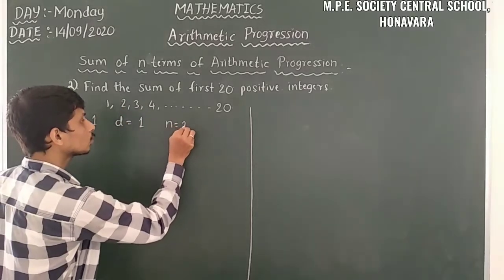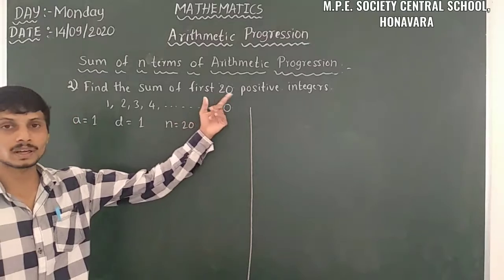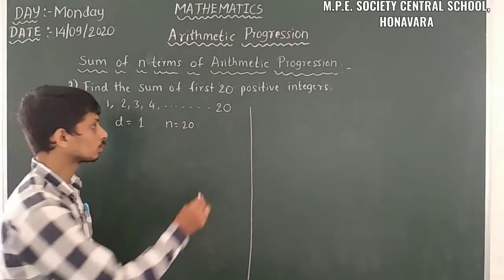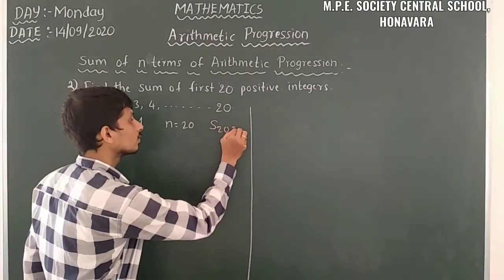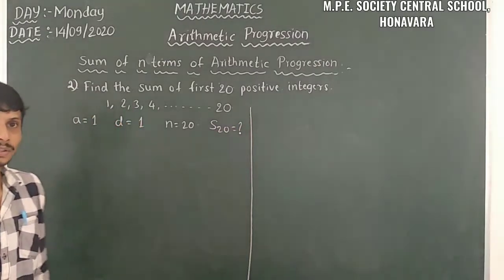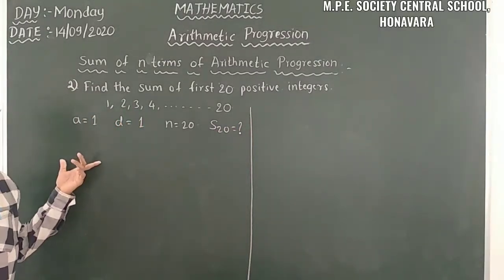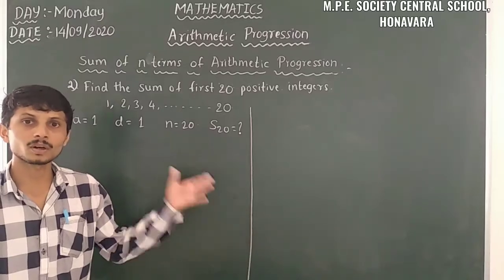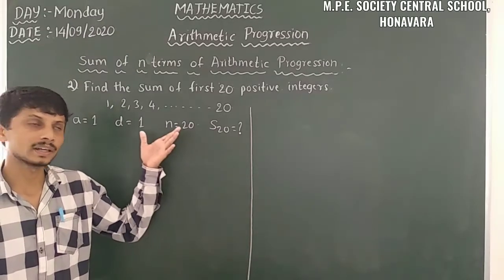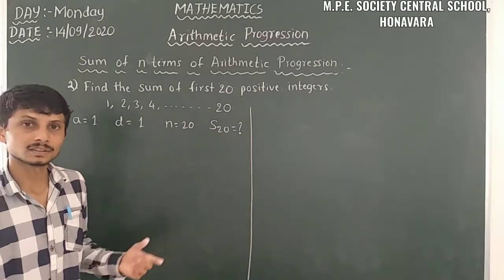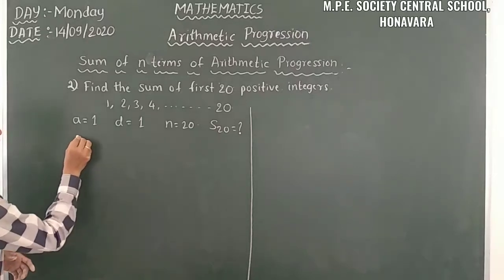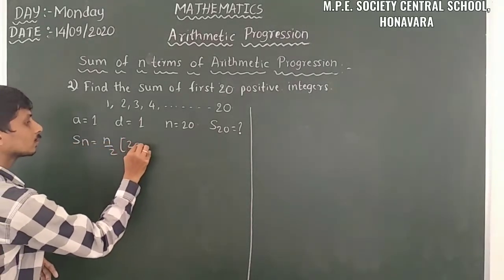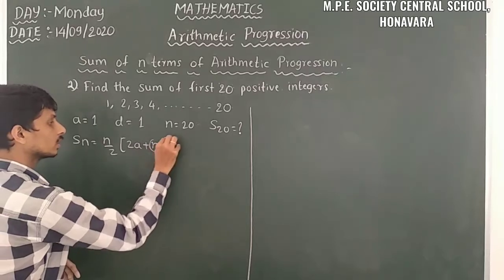Then n is equal to 20, we have to find out the sum of 20 numbers. That's why we take n is equal to 20. So S20 we have to find out. Then we have to take the suitable formula for finding this answer. Firstly I will take Sn is equal to n by 2 into 2a plus n minus 1 into d.